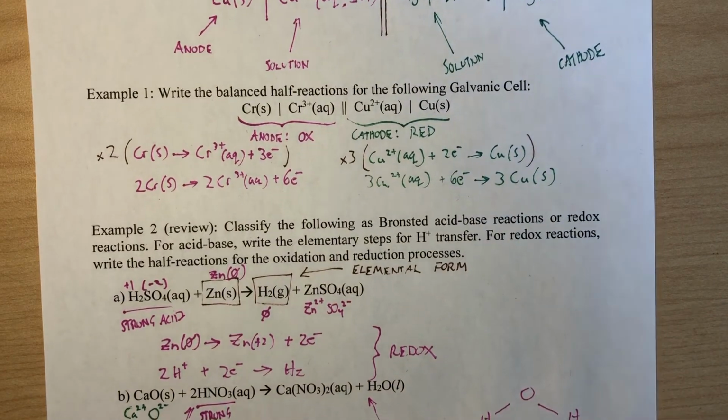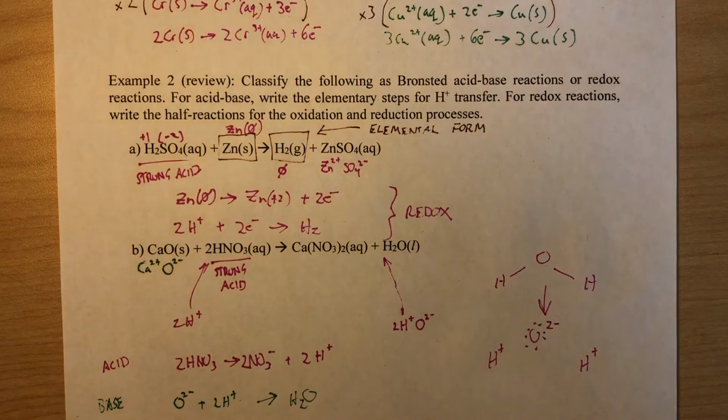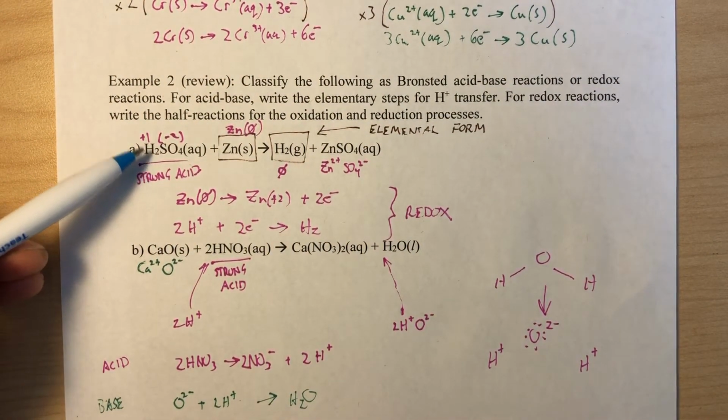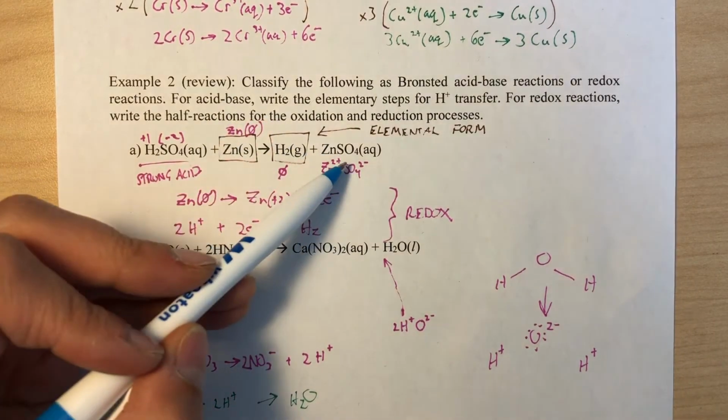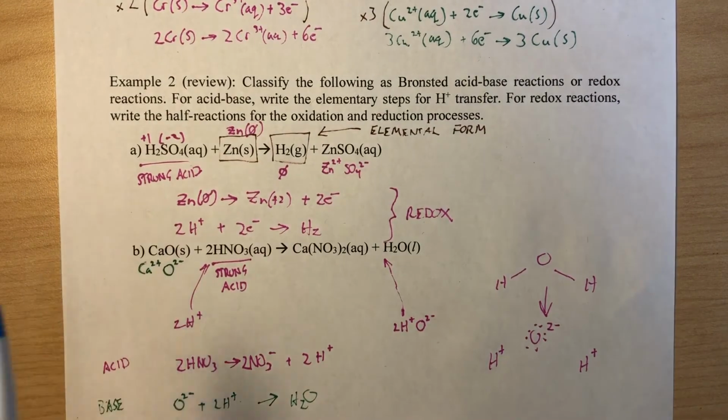Finally, what we're going to do is a little bit of review and classify the following 2 reactions as either redox or acid-base. So in the first reaction, we have sulfuric acid reacting with zinc to form hydrogen gas and zinc sulfate. So there are 2 things that you need to look out for immediately.